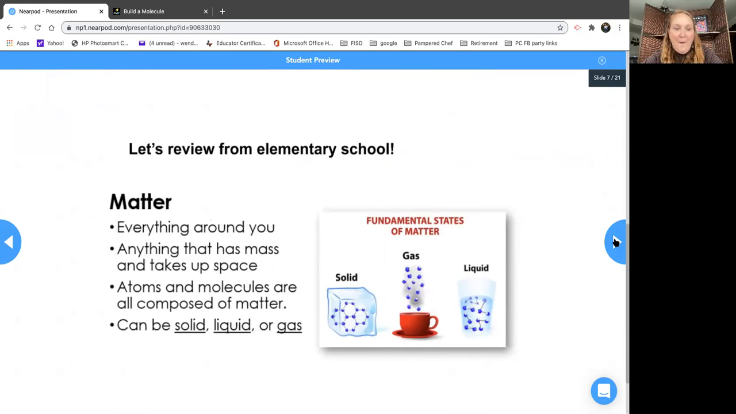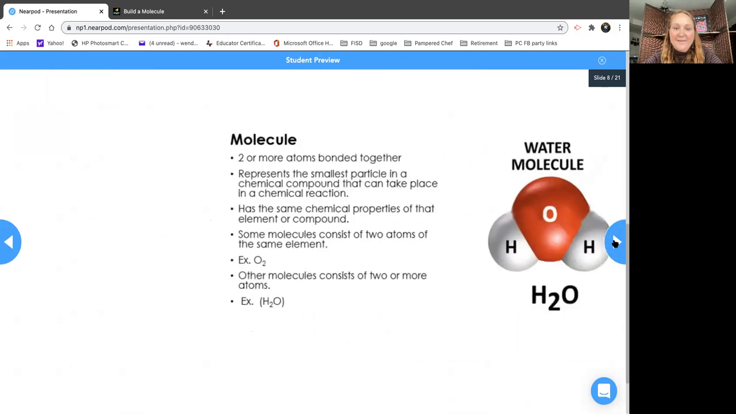We're going to review. Matter is everything around you. It's anything that has mass and takes up space. Atoms and molecules are all composed of matter. It can be a solid, a liquid, or a gas.